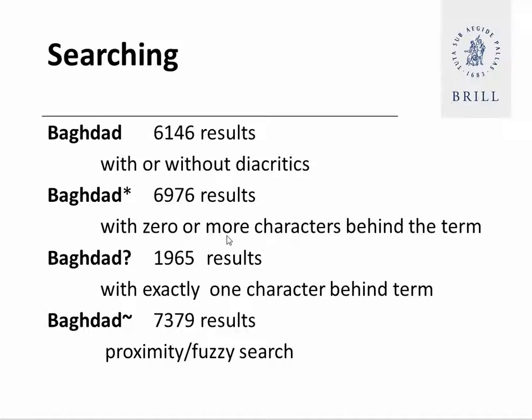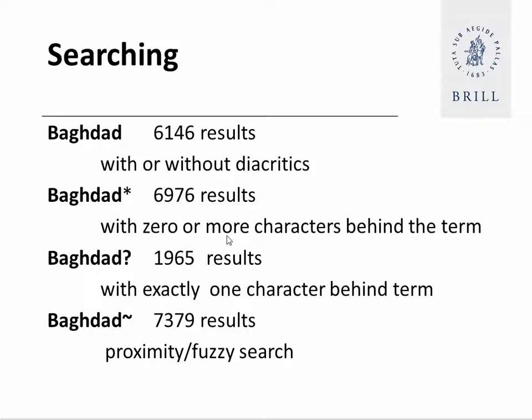Then you can use the asterisk and the question mark if you want to fill in multiple or single wildcards, and you get a completely different number of results. But the tilde, the mystery of the tilde, is something that's very useful if you don't know how to spell a name or a place or some concept. Is it with a C or a K, or is it with an H? Especially with names, it's very useful. And then you get proximity or fuzzy search. So if you type in Baghdad with a tilde, you'll get over 7,000 results.